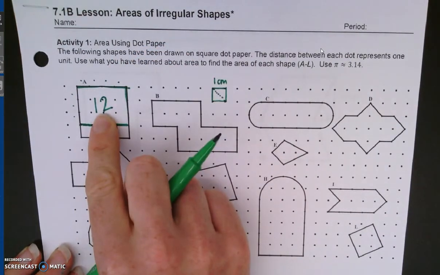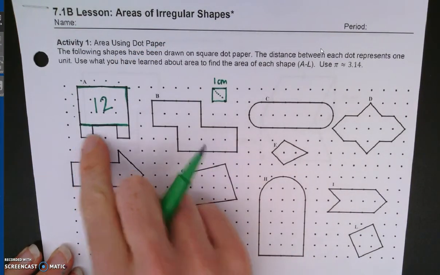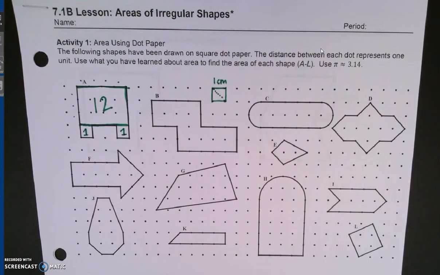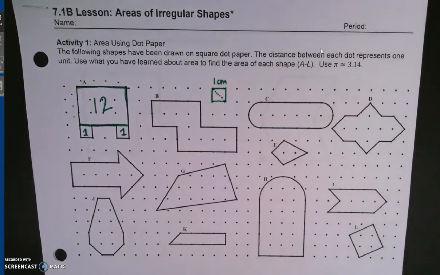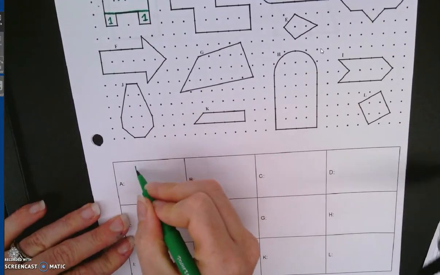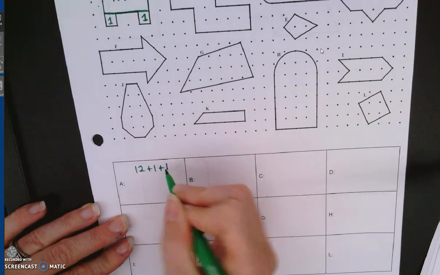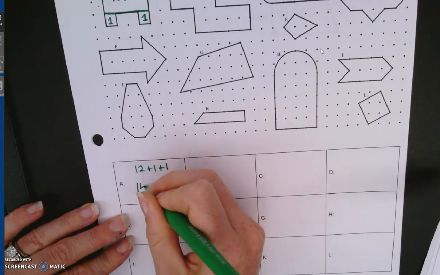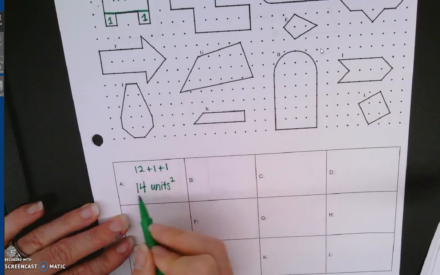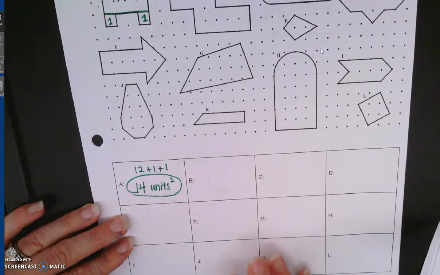And I'm just going to put numbers here because it might get messy for units. And these little ones are a 1 and a 1. So the total area of figure A, I'm going to show my work down here, is 12 plus 1 plus 1, which is 14 units squared, or square units. I'm going to circle that for my answer.